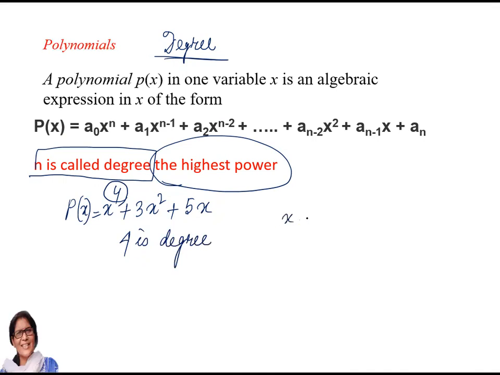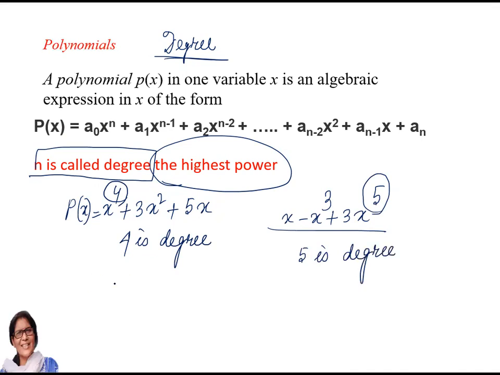If I write x minus x cube plus 3x to the power 5, it may not be in order, but you have to identify where is the maximum. So here 5 is the degree of this polynomial. I hope it is clear. So we have cleared about your terms, then your coefficients, then your degree. And I know you have already read this in lower classes, but still I revised.